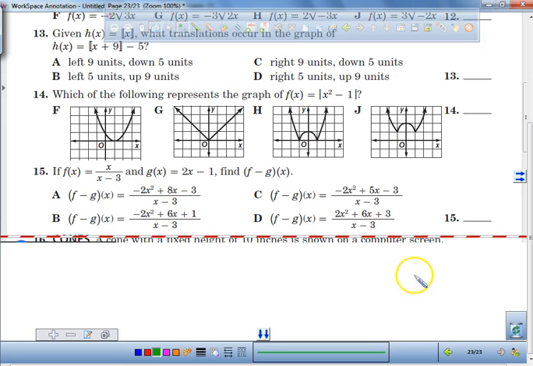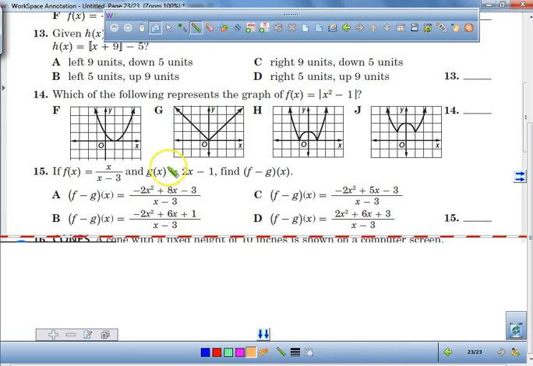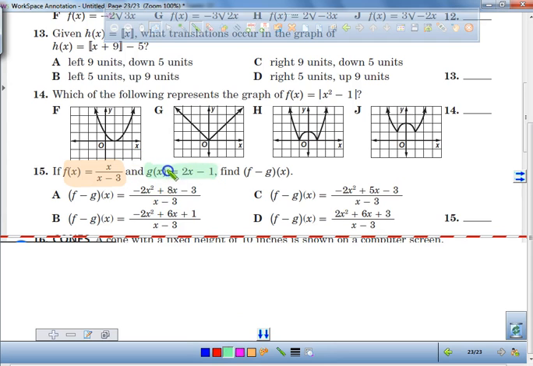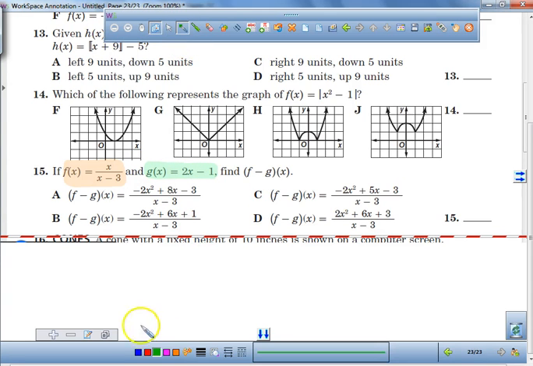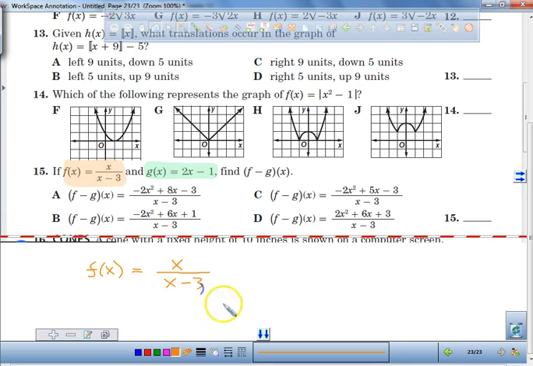All right, so here we go. That's a lot to write. So here's all I want you to write right now. I want you to write this, and I want you to write this right here. That's it. Write those two, please. Okay? I'm going to go f of x equals x over x minus 3. Okay? And then we have g of x equals 2x minus 1.